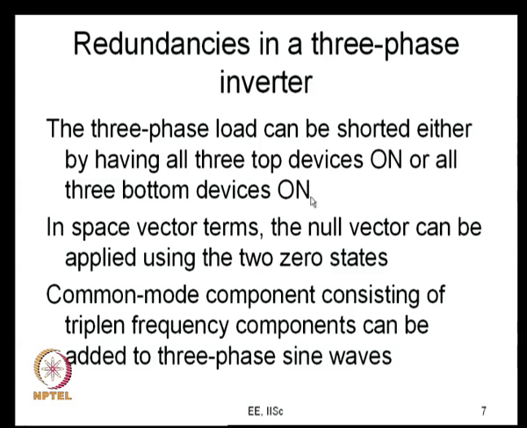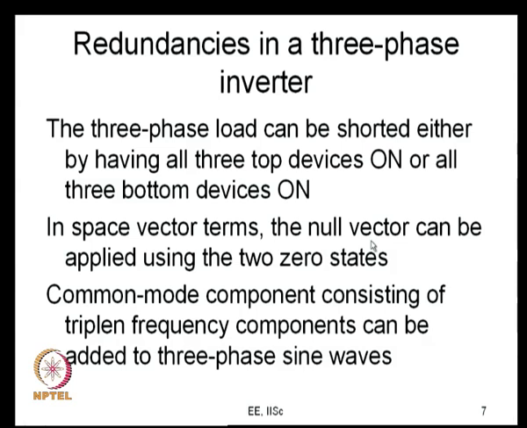These are 0 states because there is no power flow between the DC side and the AC side during these states, and the load is fully shorted and the energy is simply freewheeling there. In space vector terms, it is just a different terminology: what you are doing is applying a null vector. You can say that you are applying a null vector rather than saying that you are shorting the load, and this is just an alternative statement.